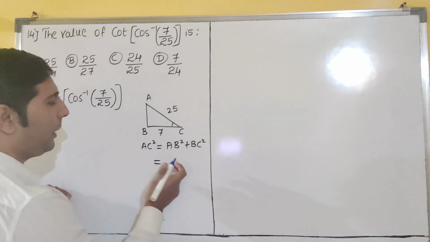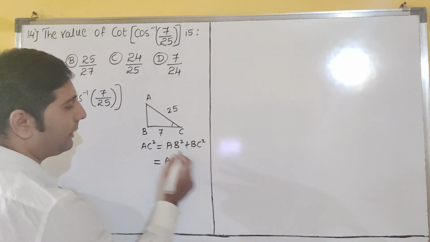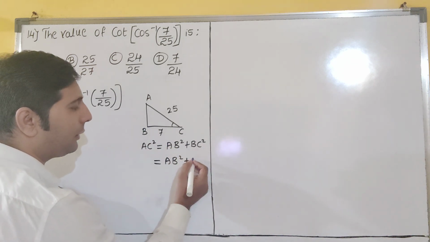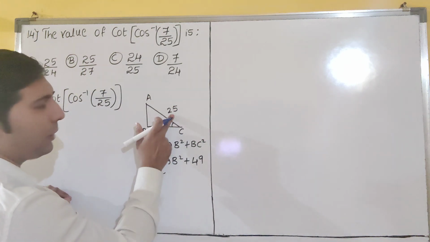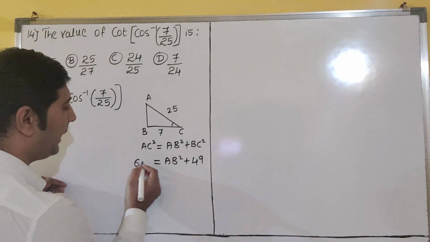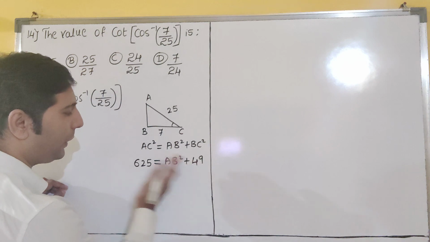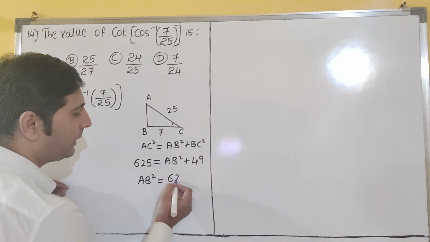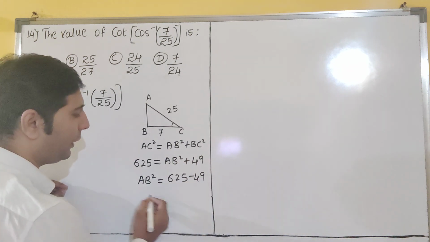So what is AB square? AB square I don't know. What is BC square? BC is 7. BC square means 7 square, 49. And AC is how much? AC is 25. 25 square is 625, dear students. Correct? So now see, plus 49, you take this side. So AB square is equal to 625, and if you take 49 to this side, it will become -49.